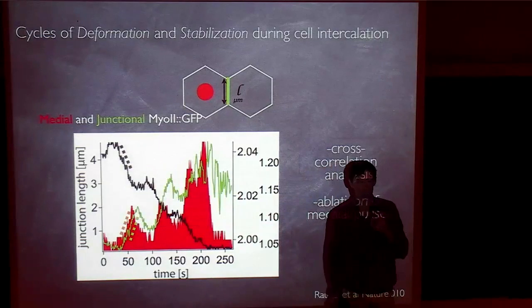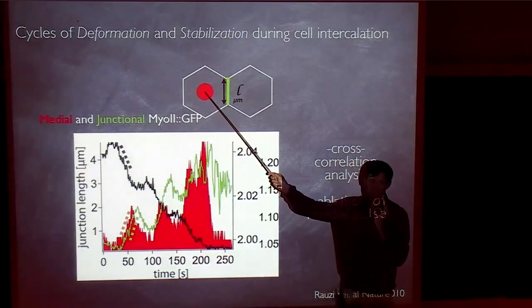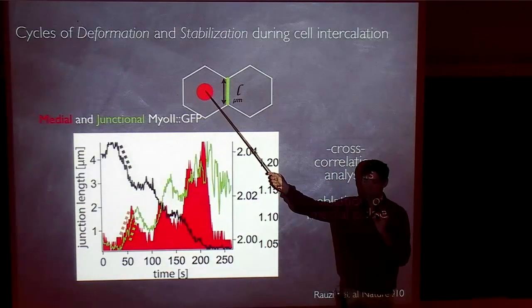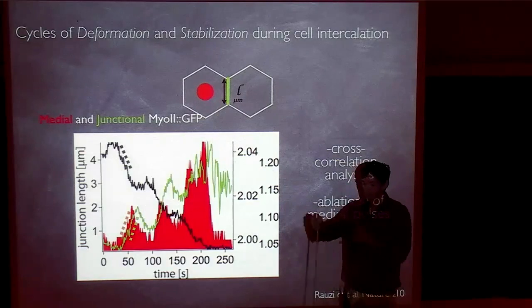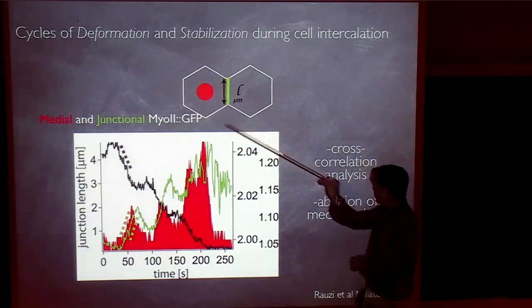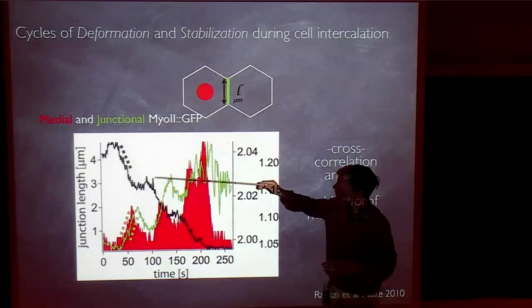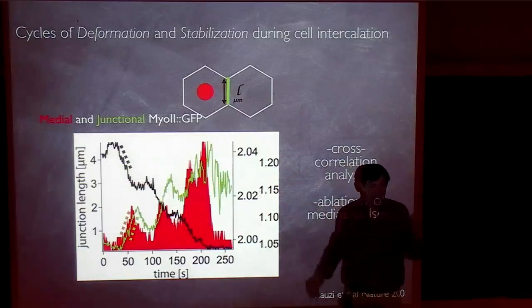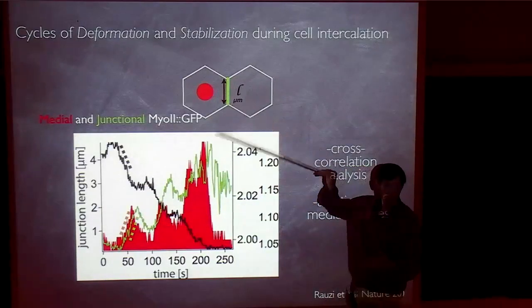Now we can use ablation experiments where we can precisely make a 2 millisecond pulse that makes a diffraction-limited ablation spot here, leads to the collapse of this pulse, and as I will not show, but as Mathieu has shown, this is causing a failure to intercalate. And the junctional myosin is also required for that.